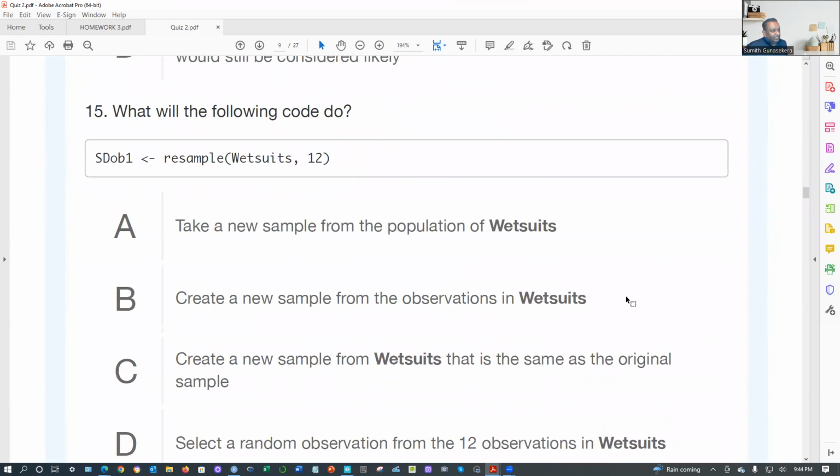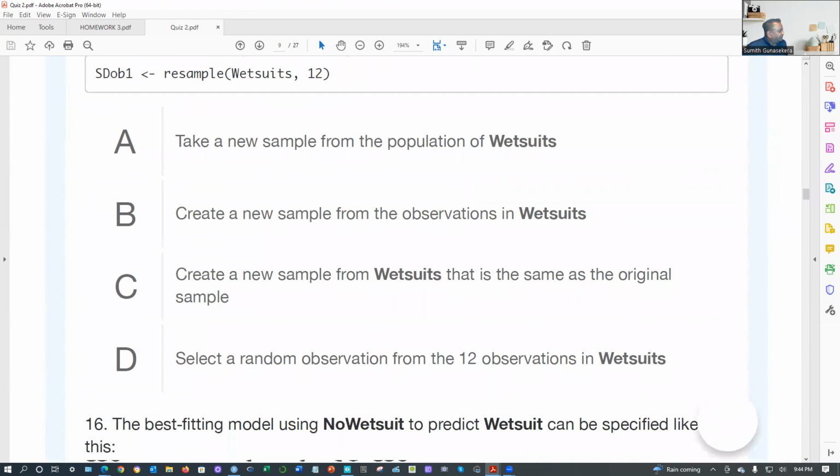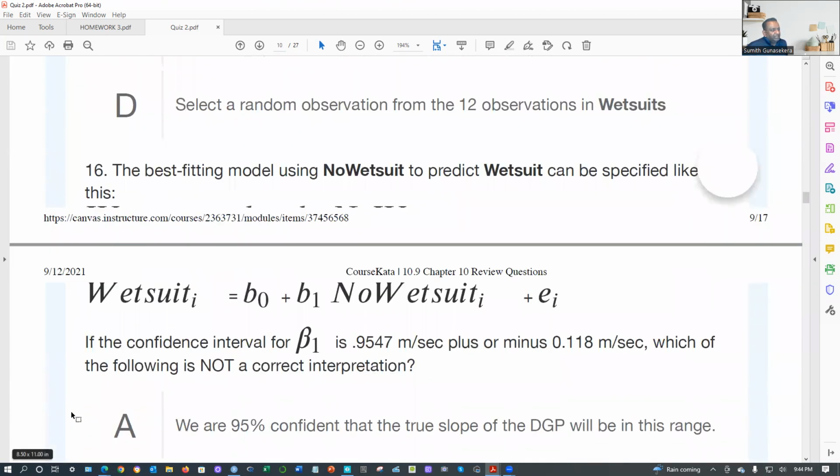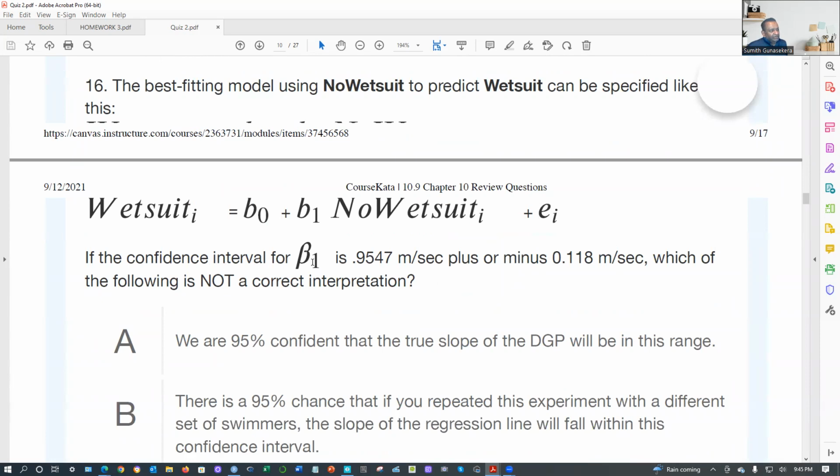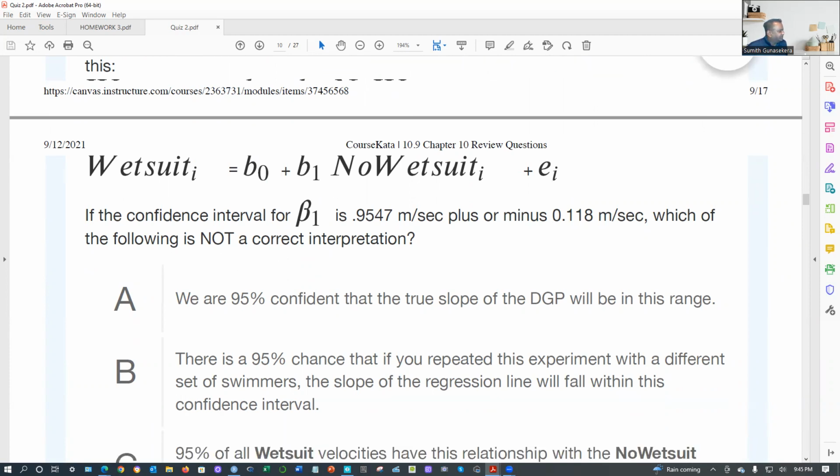This one creates a new sample. And number 16: the best fitting model for the no wetsuit to predict the wetsuit can be specified like this. This is how we can do it. The confidence interval for beta 1 is 0.9547 milliseconds plus or minus this 1 millisecond. Which of the following is not a correct interpretation?